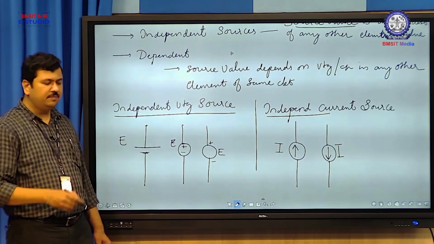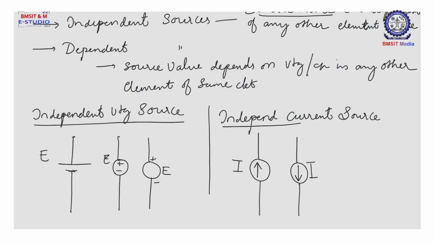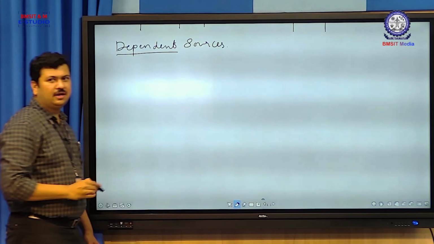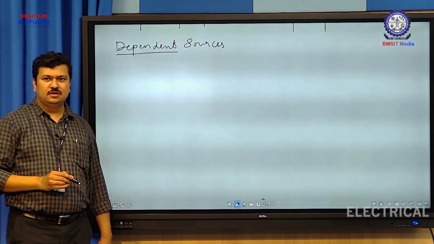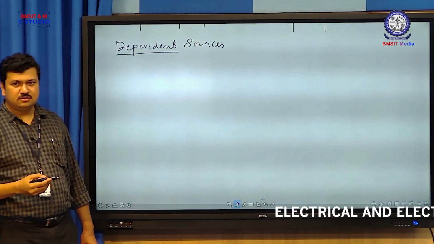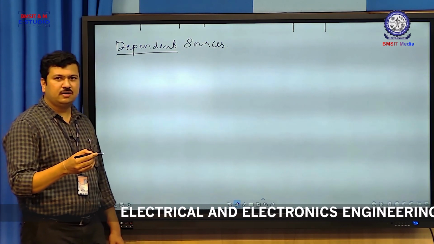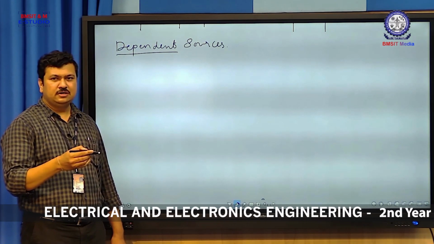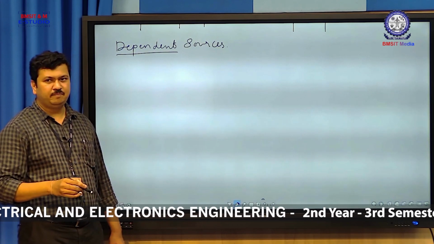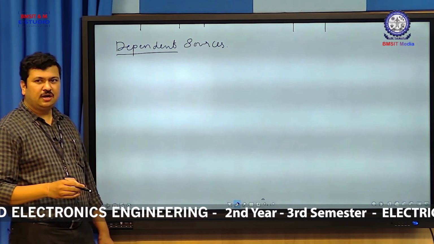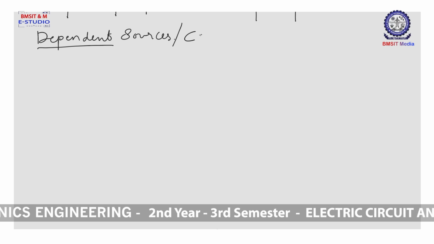Then how are the dependent sources represented? There can be a dependent voltage source, there can be a dependent current source, but depending on what? What is the parameter or quantity that is making the source dependent? These dependent sources are also known as controlled sources.